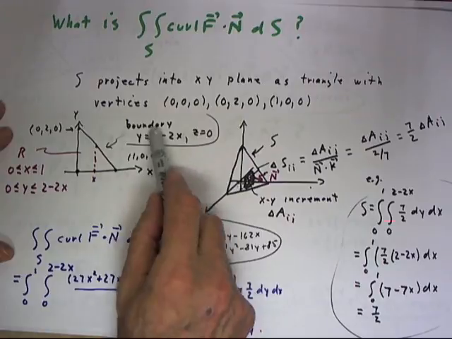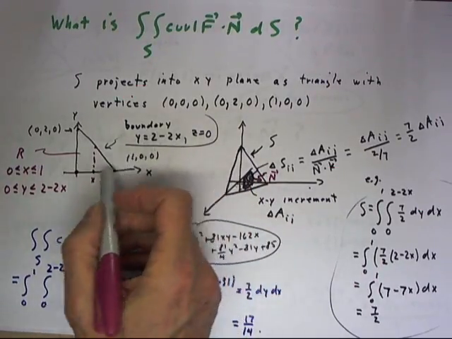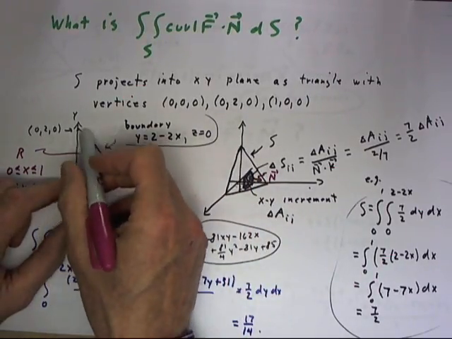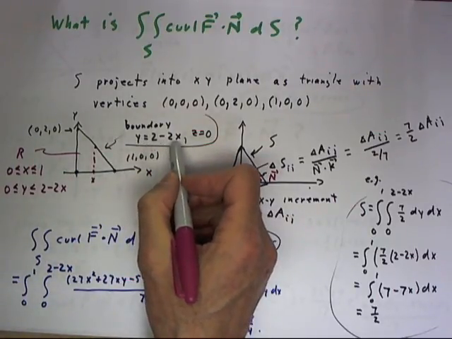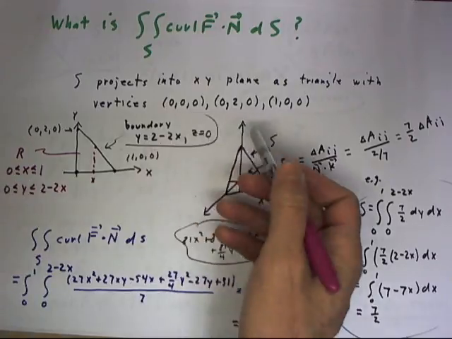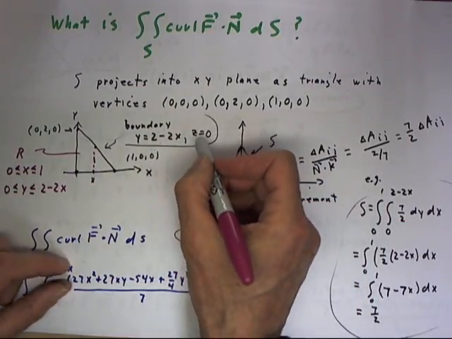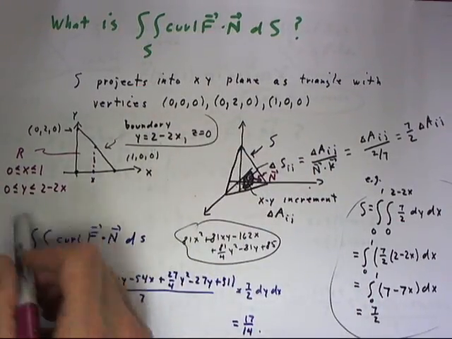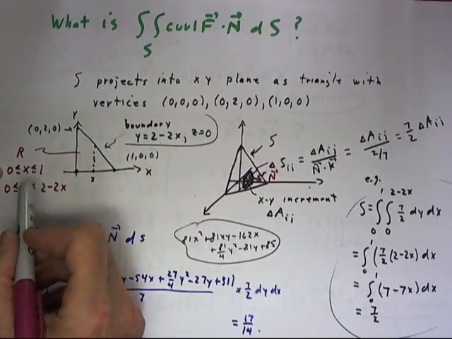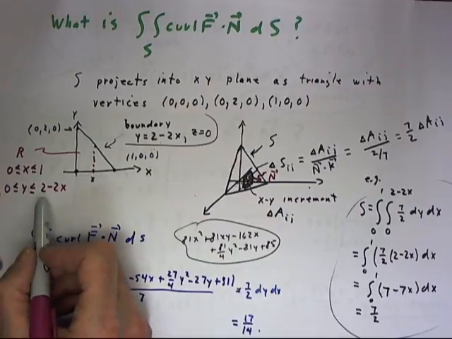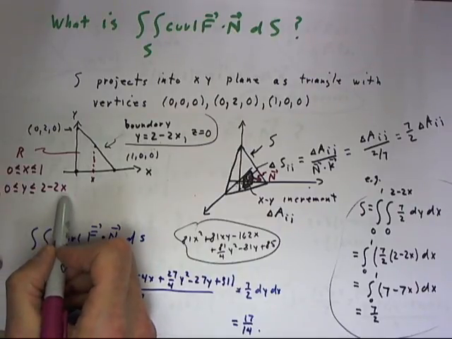So the boundary of this region, well, we have a lower boundary, we have a boundary on the left, but the boundary here is y equals 2 minus 2x. And it's very straightforward, slope-intercept form, with z equal to 0. So our region of the xy plane is 0 less than or equal to x less than or equal to 1, 0 less than or equal to y less than or equal to 2 minus 2x.